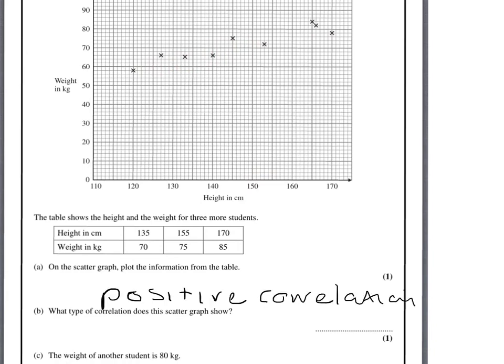The last part of the question, we're told a student weighs 80 kilograms. So what do we estimate his height to be? So we need to get our cross in line with the other dots. So his height then is going to be around 160, around about here. Place a cross there and we read down to 160. So I'll mark the cross in.